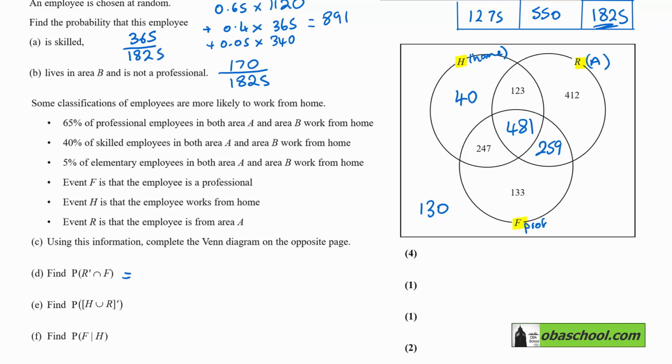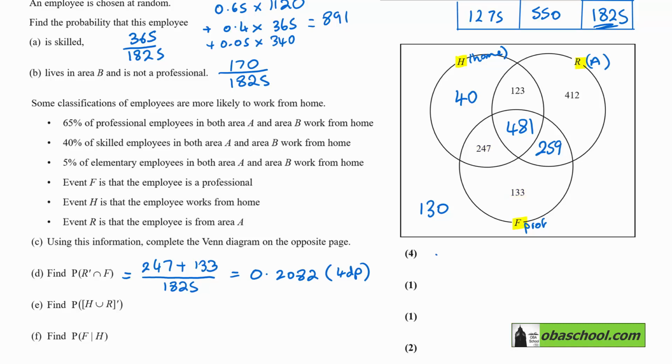The probability not R, so that's outside of R, and F, so inside F but outside of R. Well, the values that are in F and outside of R are these two values here. So that's going to be 247 add 133 divided by 1825. And that gives us 0.2082, correct to 4 decimal places.